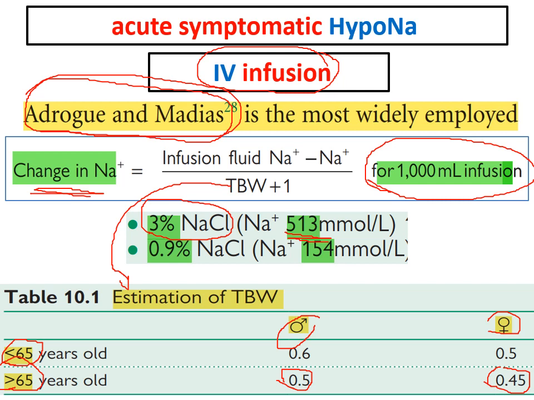This slide is very important. How to calculate the dose of IV infusion? After we give the IV bolus, we give IV infusion. And don't forget the general rules. We shouldn't increase the sodium by more than 12 millimole per day, and our goal is around 6 or 8 to 10 millimole per day.